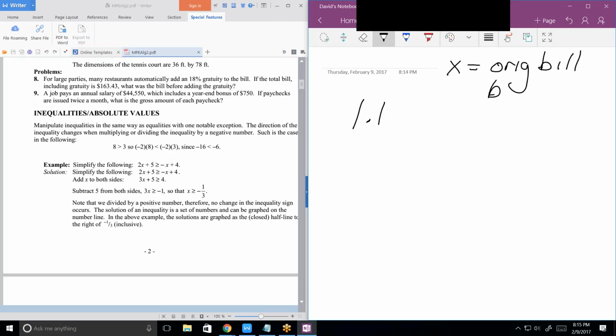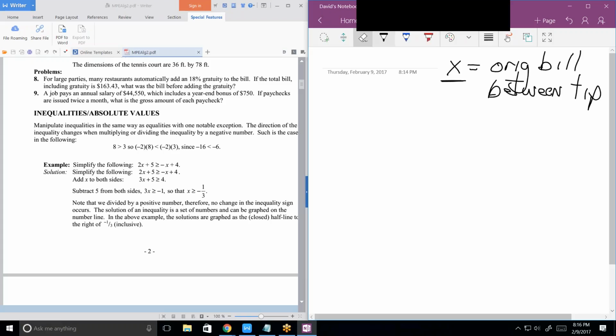And let me tell you the secret to word problems. Always define your variable first, and be very specific as to how you define it. If you do that, word problems will truly become a piece of cake, because once you've defined the variable, now you can write an equation. So what's the equation that I can write?